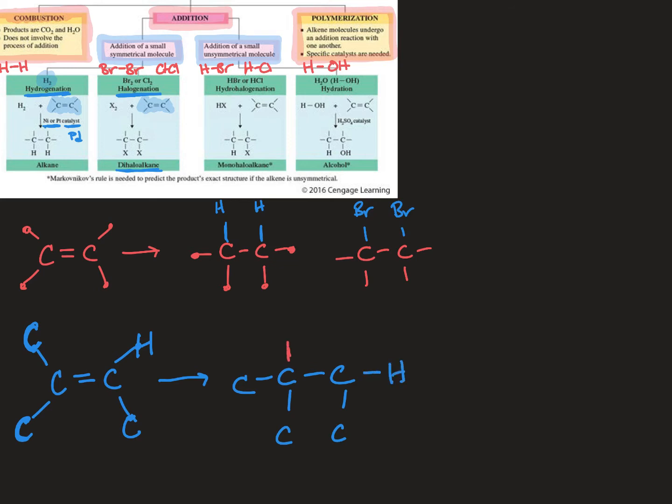Again, I have room for 2 new bonds. If I think about the hydrohalogenation, hydro is the hydrogen and halogen is the halogen. So if I think about HBr, I can add hydrogen to one of the carbons and bromine to the other. One option would be to put the hydrogen on this left carbon and bromine on the right. I could do the kind of opposite of that.